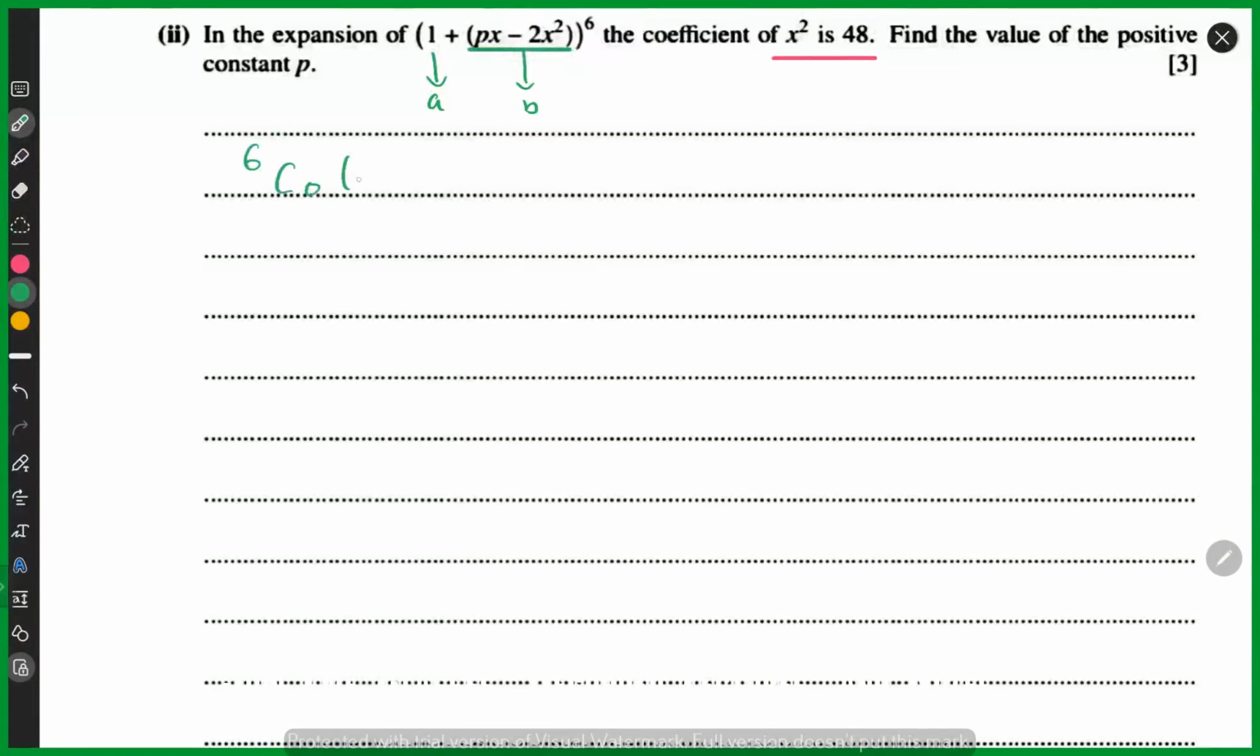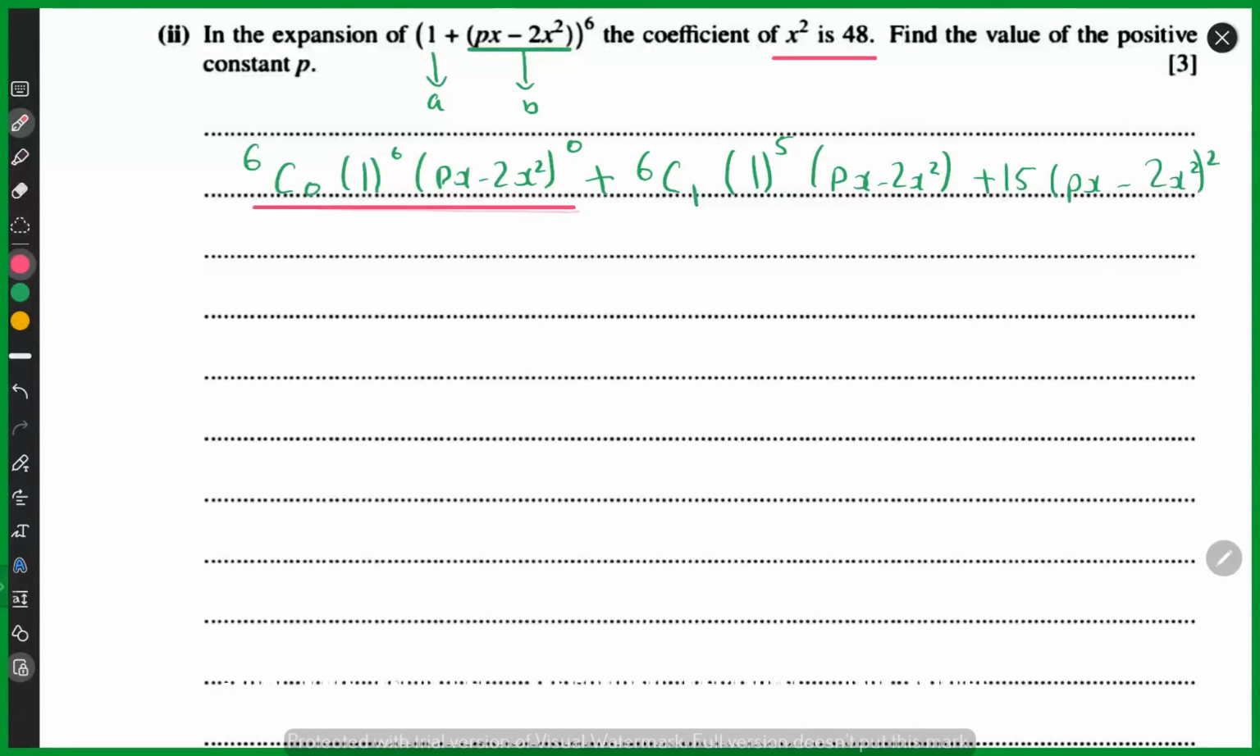6C0, 1 power 6, and then (px − 2x²) power 0. This is going to be the first term. For the second term, it would be 6C1, 1 power 5, and then (px − 2x²) would come as it is. And then the third term is basically going to be 15 (px − 2x²) whole squared. Okay, so this is going to be my first term.